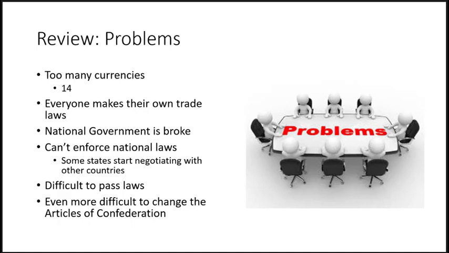All right, so let's review the problems. We've got too many currencies. There's 14. Everyone makes their own trade laws, so there's 13 of those. Government's broke. They don't have any money. We already know why, because they can't tax, and nobody will give them any money. You can't enforce national laws, and some states actually start negotiating with other countries, which you're not supposed to do, but they do it anyways.